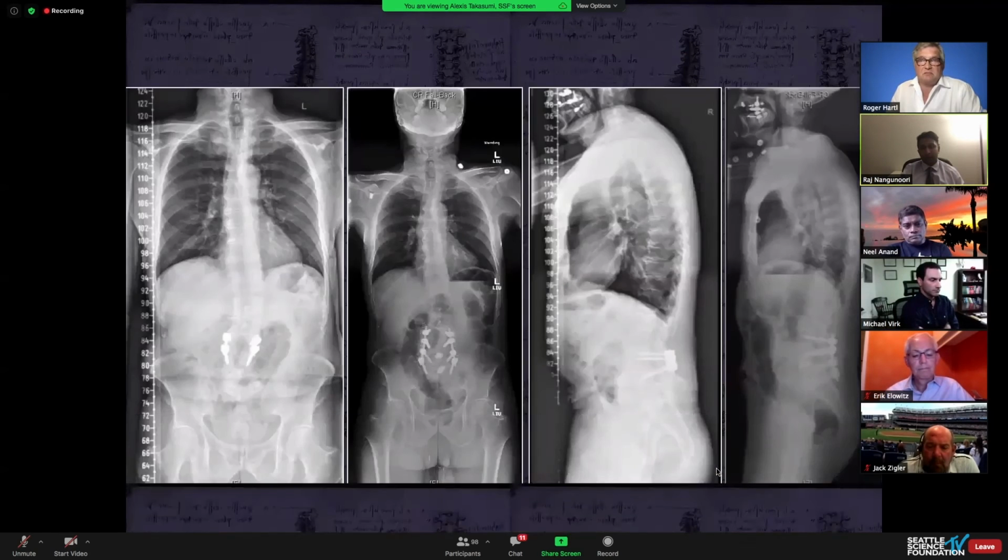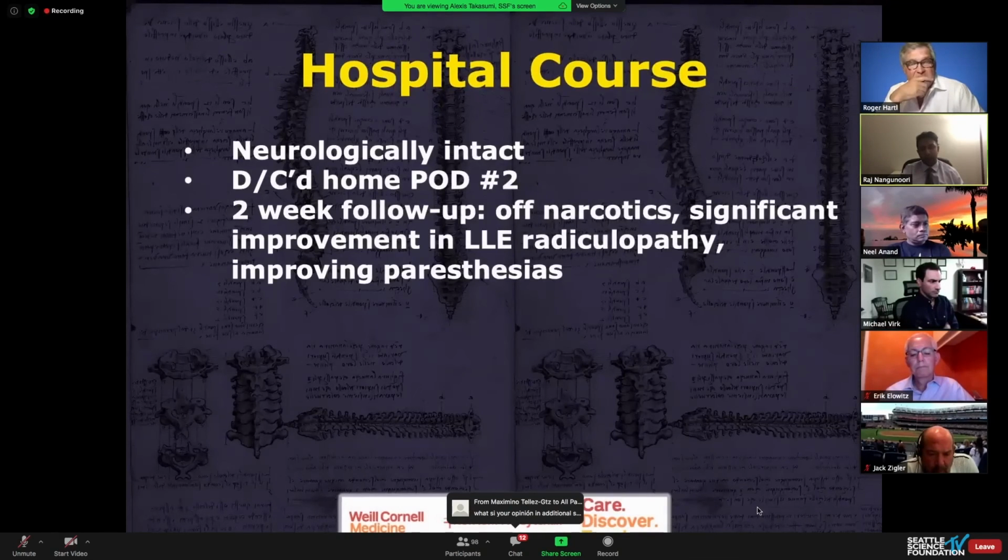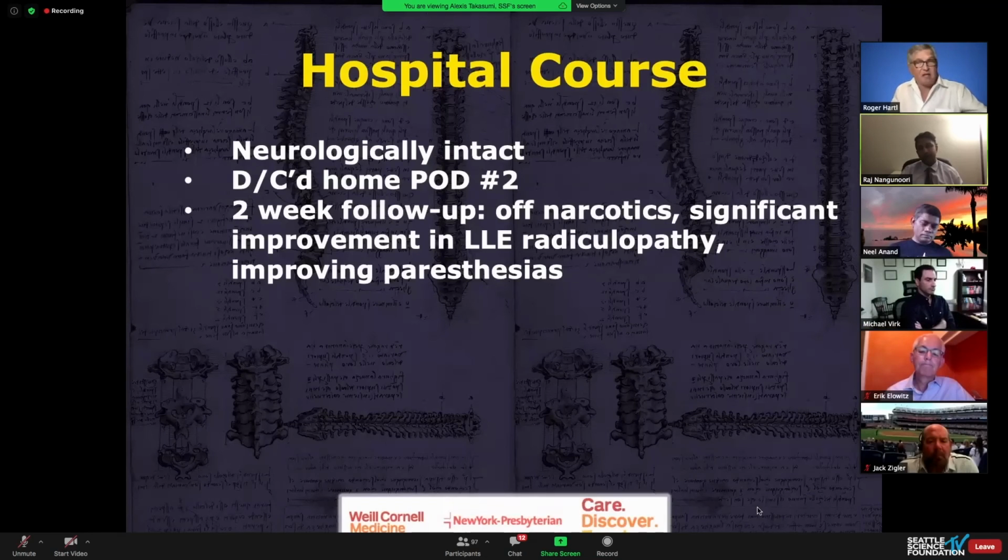Let's see here. I don't know why it's not moving the slide. There we go. These are again the post-op images. You can see pre and post-op here. Really good result, and the patient was doing extremely well post-operatively. At 2 weeks, his left leg pain was gone. He was back to seeing patients in the office. So really a great outcome for him. So he did really, really well.